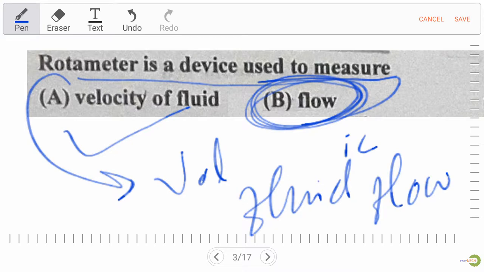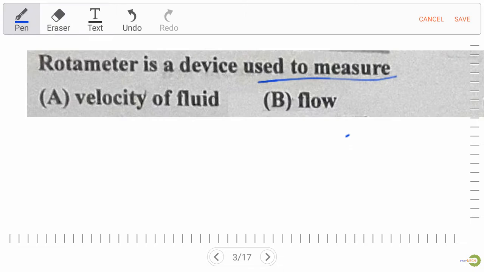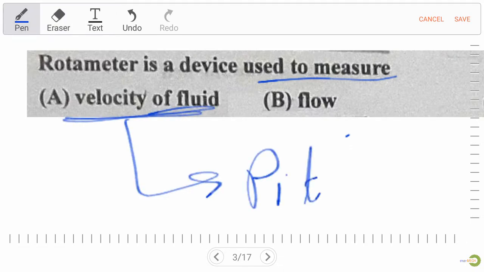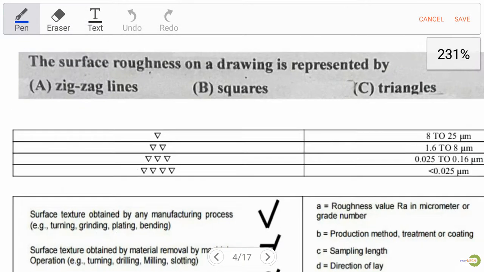Now let's discuss option A, velocity of fluid. So velocity of fluid is measured by the device pitot tube. Always remember, pitot tube. Now let's move to the next question.